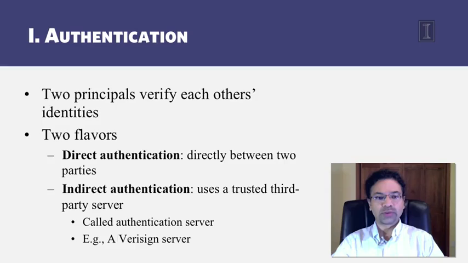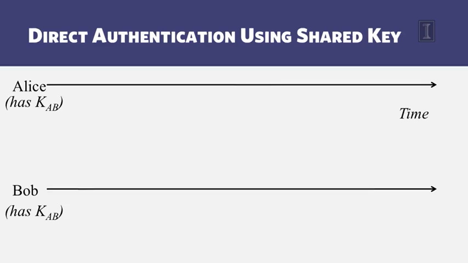Indirect authentication uses a trusted third-party server. Typically, this is called an authentication server. For instance, it might be a server run by a well-trusted company like VeriSign. We'll discuss indirect authentication second. Let's discuss direct authentication first.